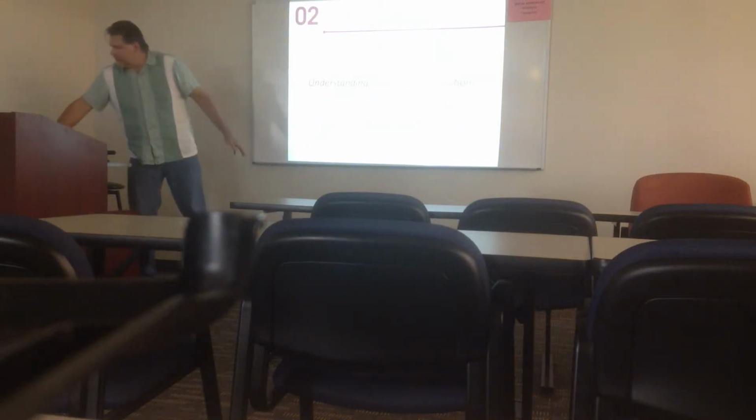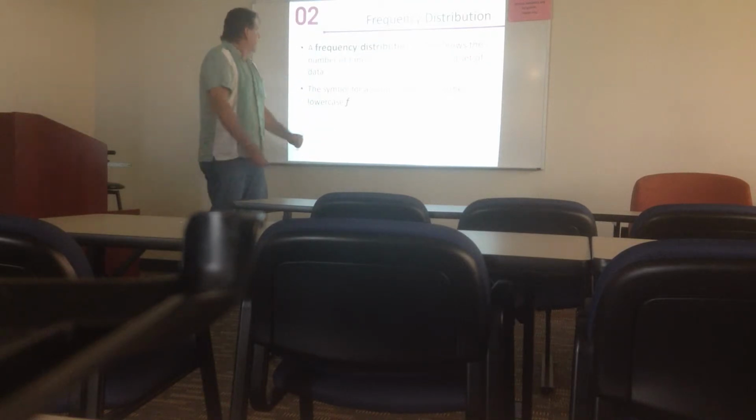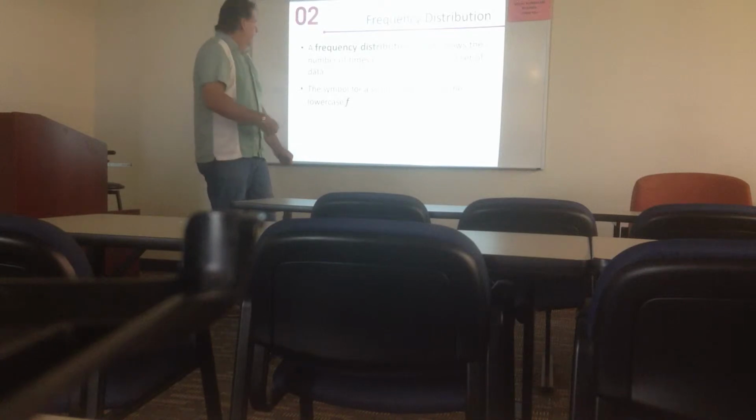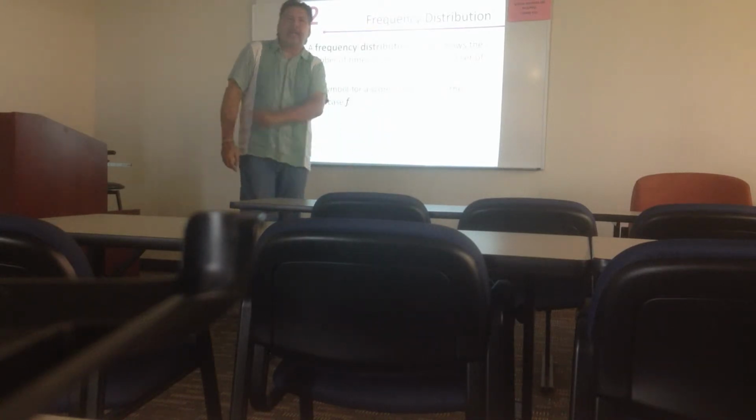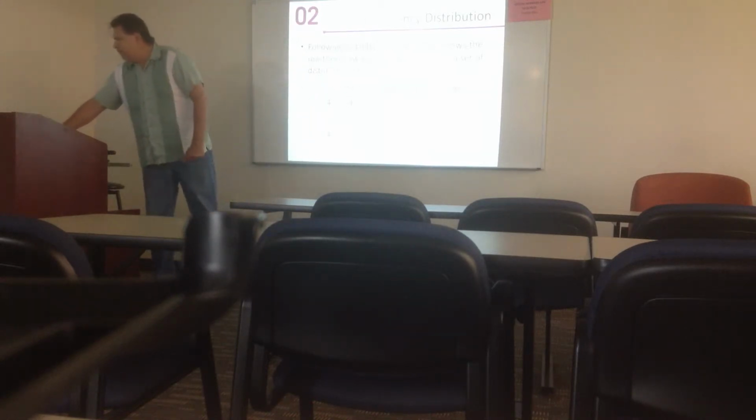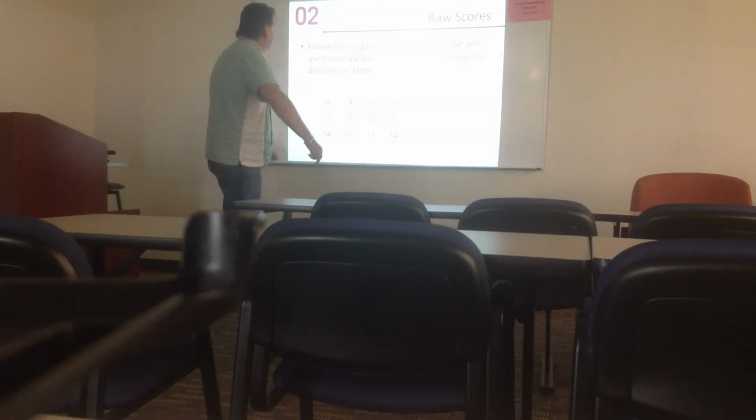Understanding frequency distributions. A frequency distribution table shows the number of times each score occurs in a set of data. And the symbol for the frequency is the lowercase italicized f. We're going to use this as an example here in just a few minutes.